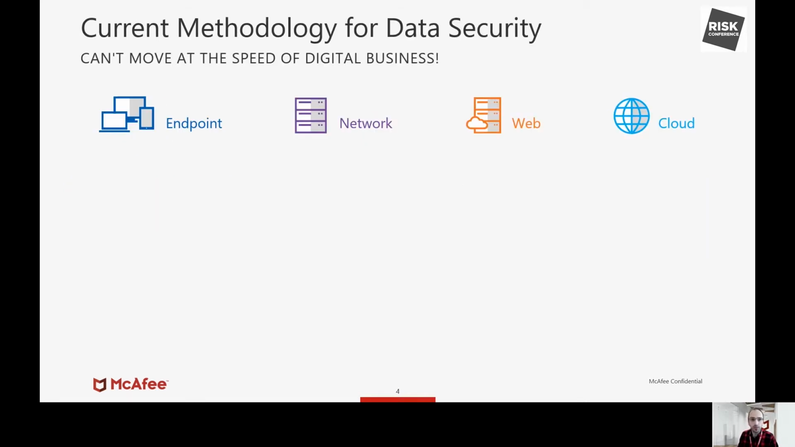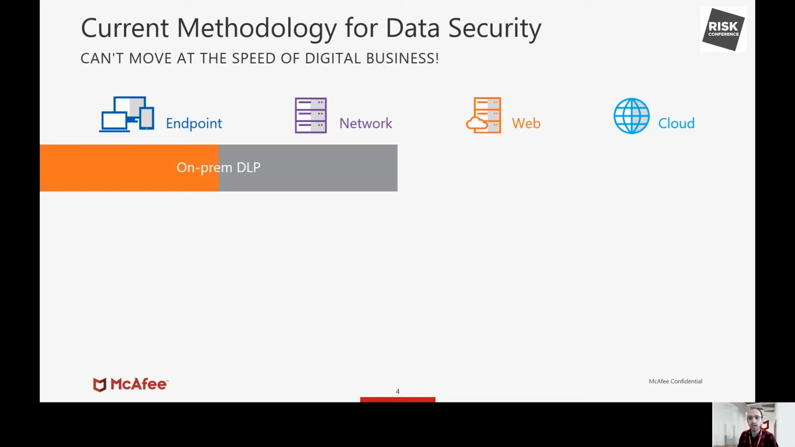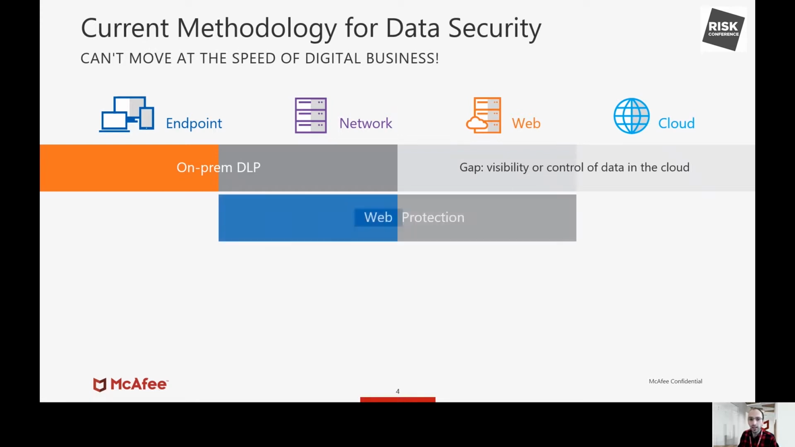The current methodology for data security is, of course, divided across four different vectors of data loss: endpoint, network, web, and cloud. These vectors include data from any device, including bring your own device, and all the way to and through the cloud. First of all, organizations start with on-premise DLP, as it is where data creation typically begins. The organization needs to control that data and secure intellectual property from leaving the company, but minding that there are some gaps, like web traffic and cloud-created content, where there is no control or visibility. That's why they come to web protection.